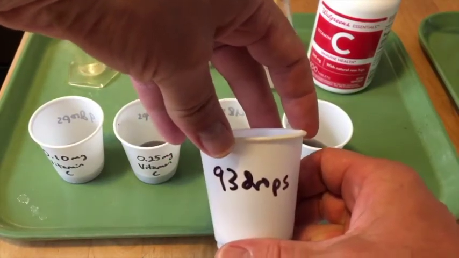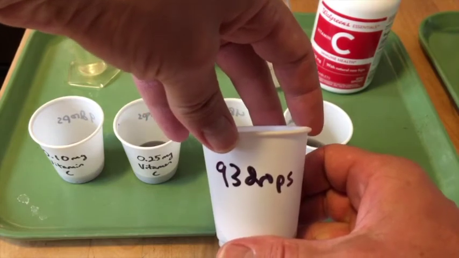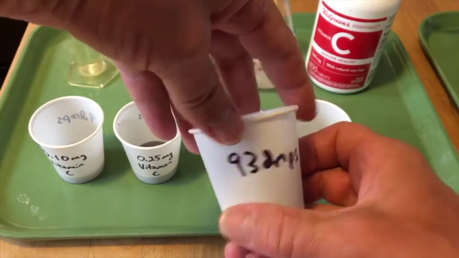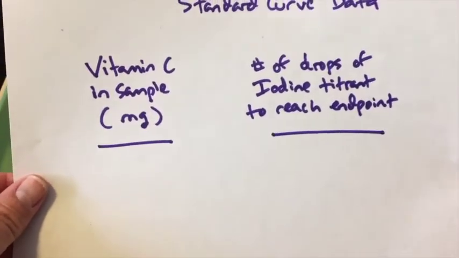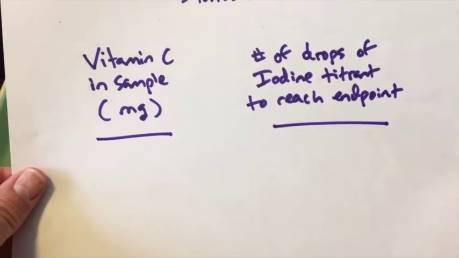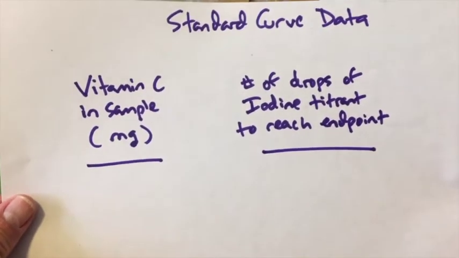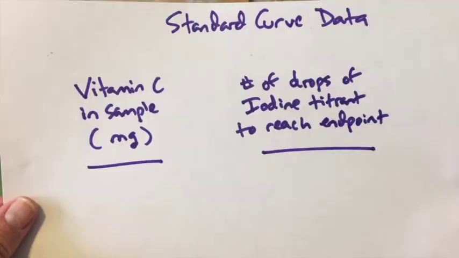So you're probably thinking, man, I'm glad I didn't have to count all those drops. And yes, you are. I did the work for you. So now what you need to do is make sure that you have those data recorded in a data table like this, so that you can use them to plot the standard curve graph.